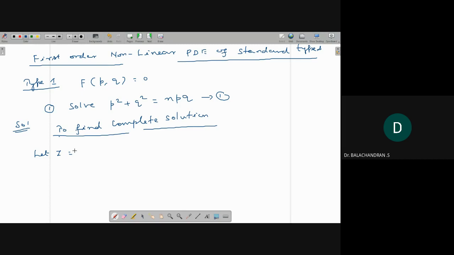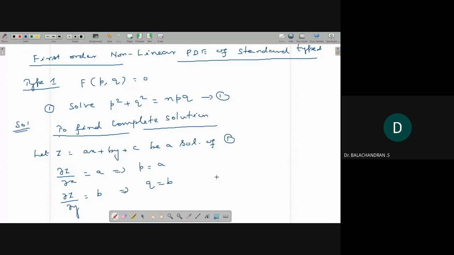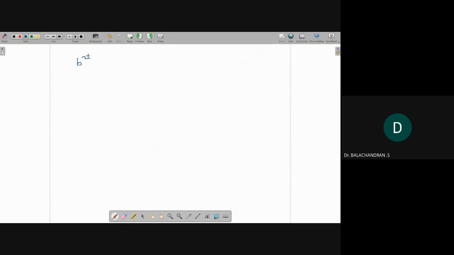So let us take z equal to ax plus by plus c to be a solution of equation 1. Then from this, dou z by dou x is equal to a, so this implies p equal to a, and dou z by dou y equal to b, so this implies q equal to b. So from equation 1 we have a square plus b square equal to nab. Or you can rewrite b square minus nab plus a square equal to 0.